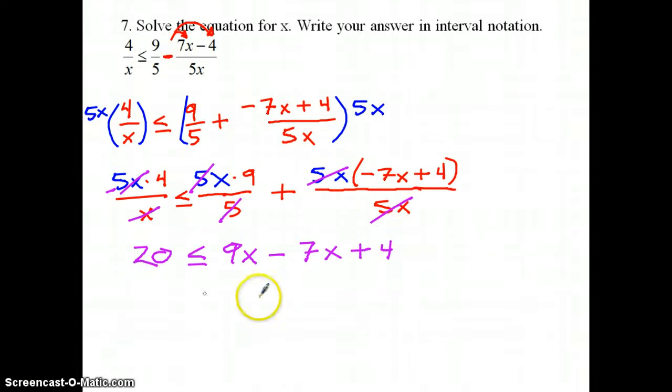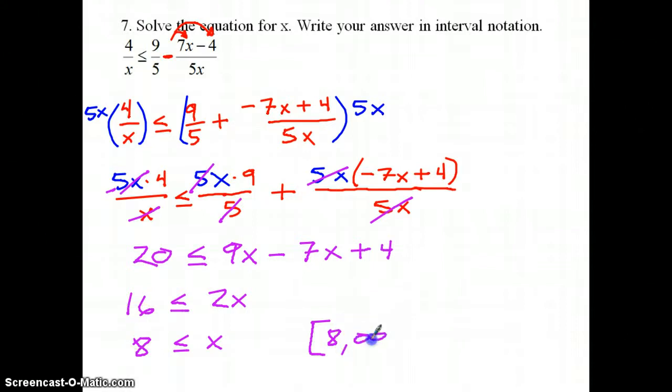Let's go ahead and solve. We have to subtract 4 from both sides, and then divide both sides by 2, so that gives us x is greater than or equal to 8. And that takes us from 8, including 8, all the way to positive infinity. So please don't forget to distribute that negative.